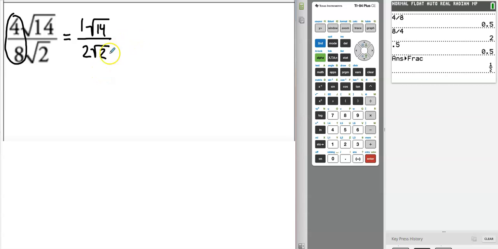Some of you notice that this is not simplified all the way because there is a square root still in the bottom. All right, so the question is, how can I get rid of this square root?